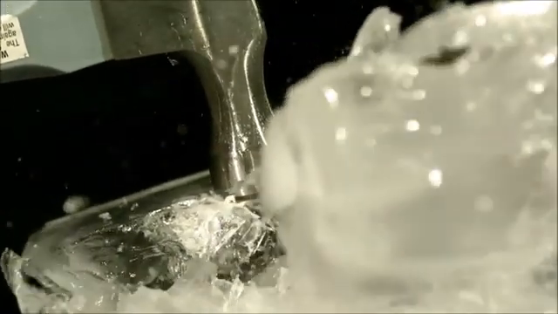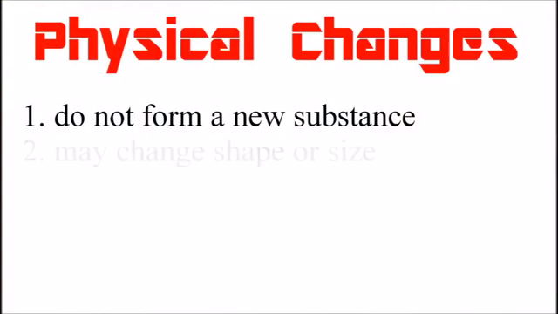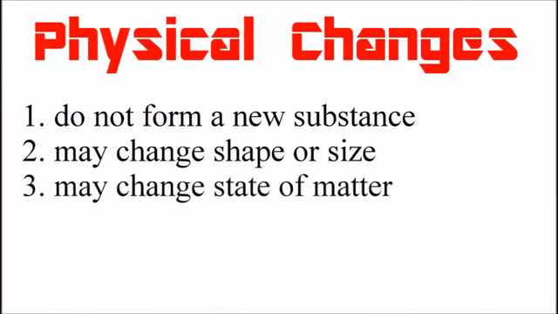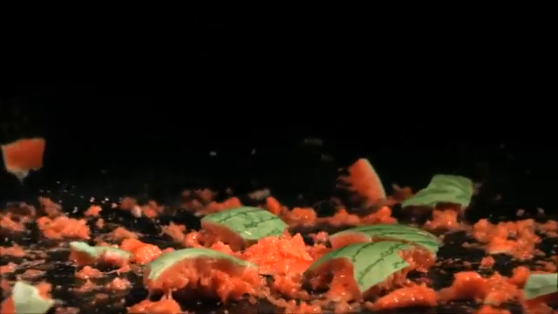Physical changes do not form a new substance. A physical change may change the shape or size of an object. It may change the state of a substance's matter. Many physical changes can be undone in some way. In a physical change, you end up with the same substance you started with, even if it looks different.